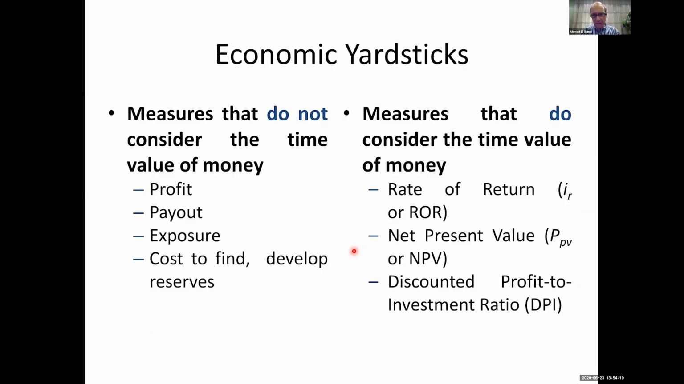Economic yardsticks that are important for oil companies. Every oil company carries at least these yardsticks or economic measures. For every project they do, they look at profit, payout, exposure, and cost to find and develop reserves. These are the important ones that do not consider the time value of money. There are other measures that consider the time value of money, including rate of return, net present value, and discounted profit to investment ratio. In particular, these three, plus cost to find and develop reserves, we call the big four. In any upstream project we evaluate, we look at these four. You can look at more economic yardsticks, but at least these four.